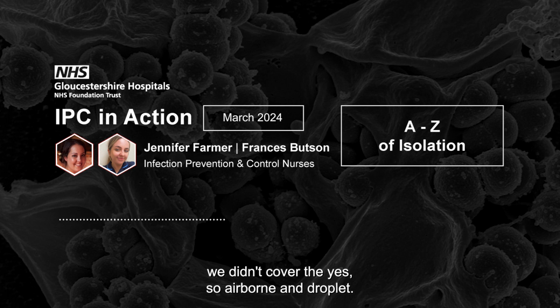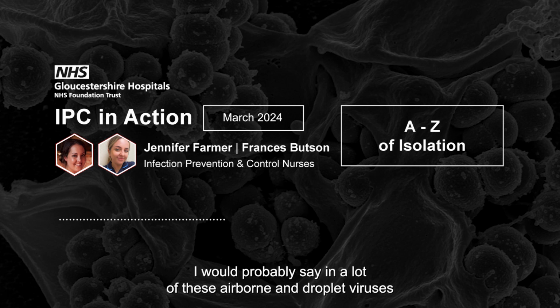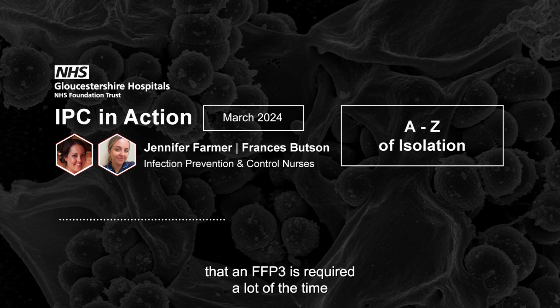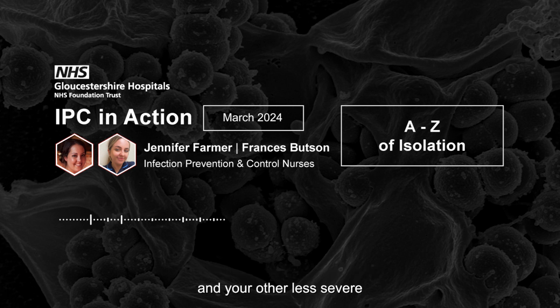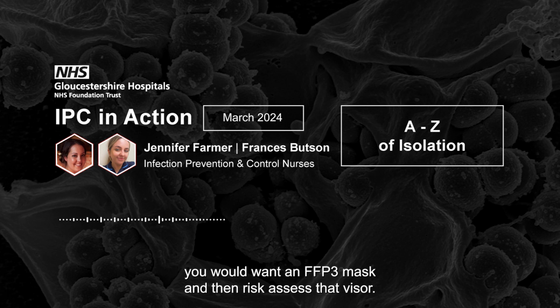Right. So airborne and droplet, again, it's assessing the risk of each individual one. I might be wrong, please correct me, but I would probably say in a lot of these airborne and droplet viruses that an FFP3 is required a lot of the time. With the exception perhaps of RSV and your other less severe respiratory viruses like adenovirus and rhinovirus, all the rest of them, you would want an FFP3 mask and then risk assess that visor.